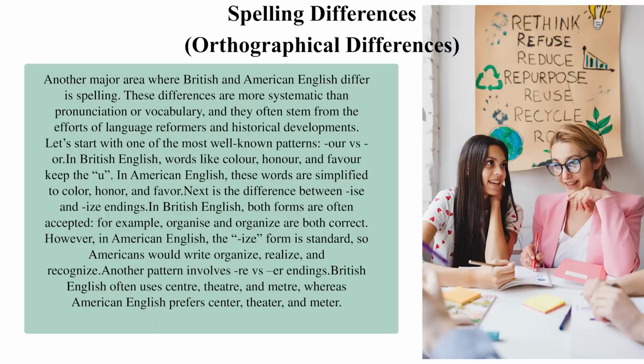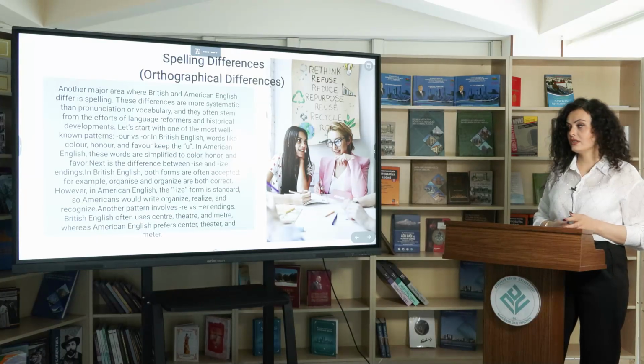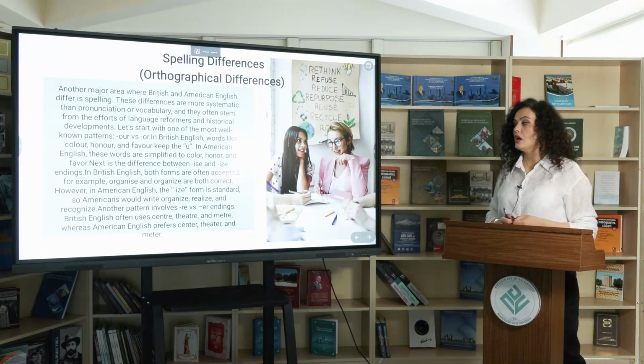Another pattern involves re and er endings. British English often uses centre, theatre, and metre, whereas American English prefers center, theater, and meter.